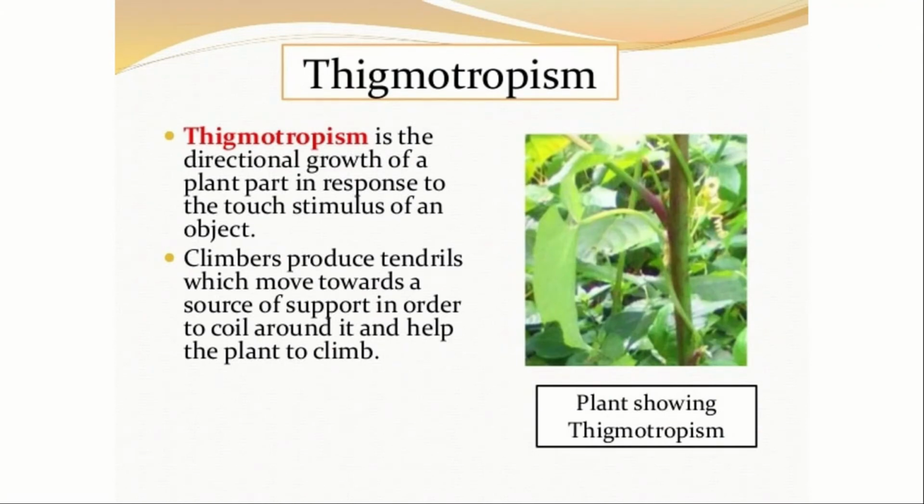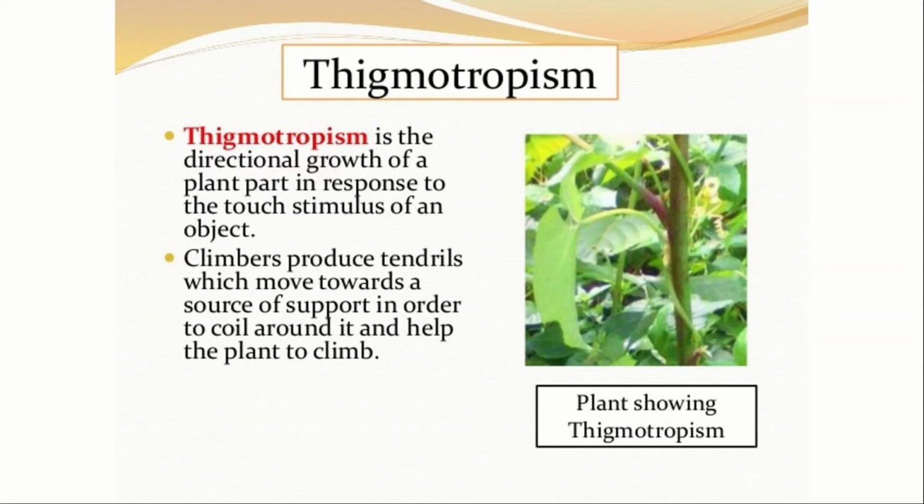Next comes thigmotropism. Thigmotropism means touch. Thigmotropism is the directional growth of a plant part in response to the touch stimulus of an object. If the tendrils touch any object, they will grow towards that. Example: the money plant, you can see, if it touches a wall, it will grow towards that.